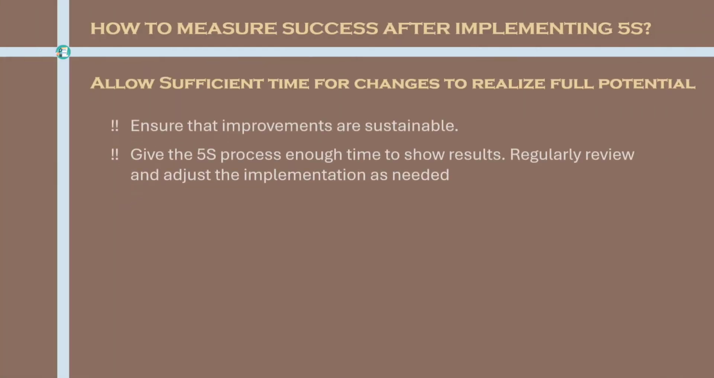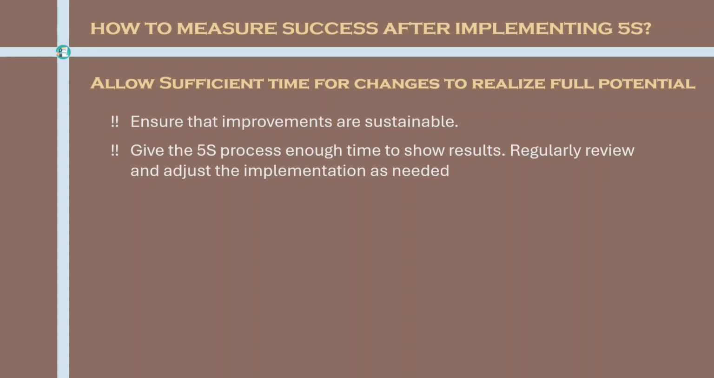Allow sufficient time for change to realize its full potential. Do not rush to conclusions or implementations. Ensure that improvements are sustainable. Give the 5S process enough time to show results. Regularly review and adjust the implementation as needed.